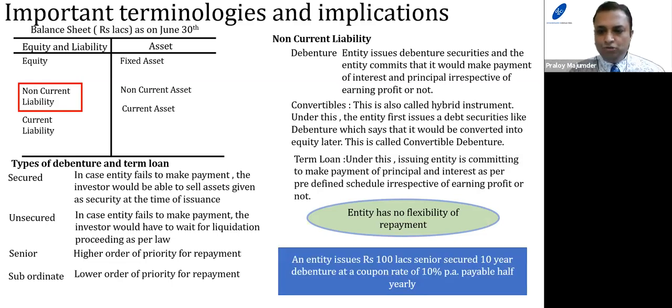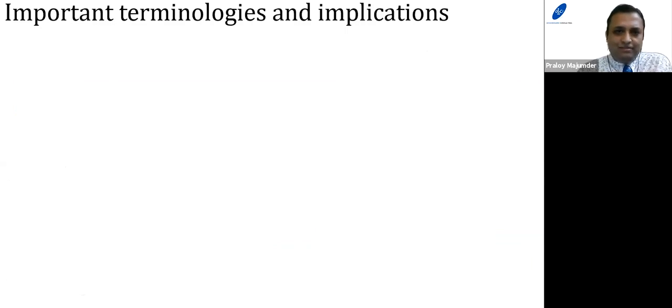Now, an entity issues a 100 lakhs senior, secured, 10 years debenture at a coupon rate of 10% payable half yearly. What does it mean? It means 100 lakhs at 10% per annum, payable half yearly. So 10% of 100 lakhs is 10 lakhs, so 5 lakhs each every 6 months it will make the payment to the investor or the lender for a period of 10 years. So every 6 months, it will keep on paying that. This 10% is called the coupon rate. It is nothing but interest to be paid on the face value.